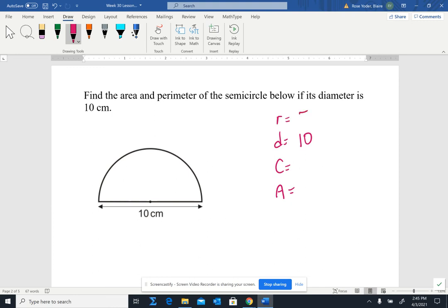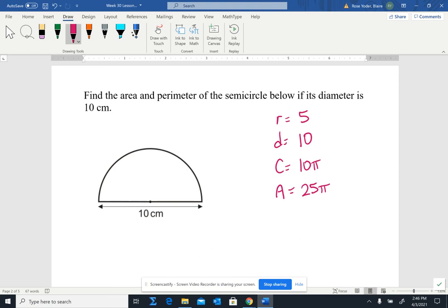Half of the diameter is the radius. The diameter, I just have to put pi on it, and that's the circumference. And then the area, I have to go radius squared pi, 5 squared, 25 pi. All right, am I done? No, it says find the area and perimeter of the semicircle, not the circle.